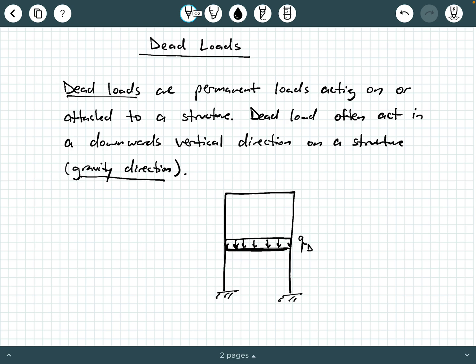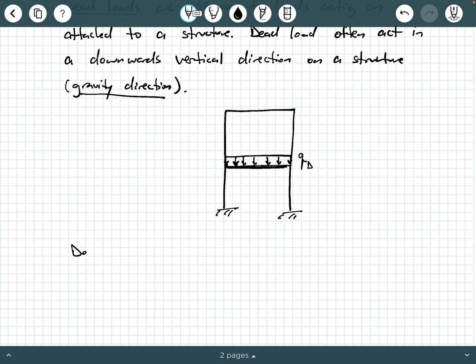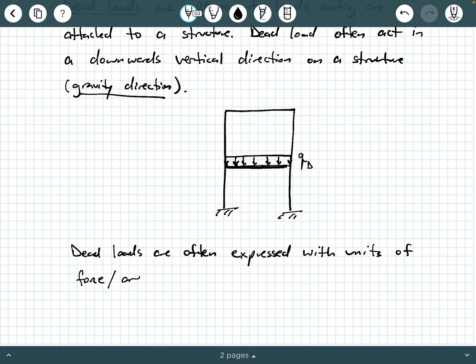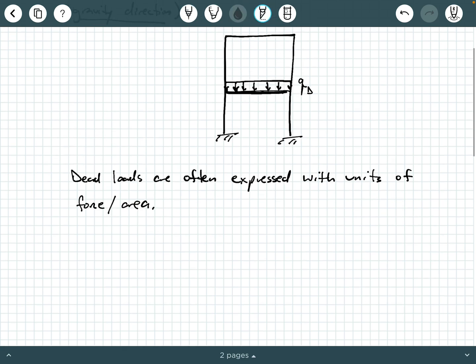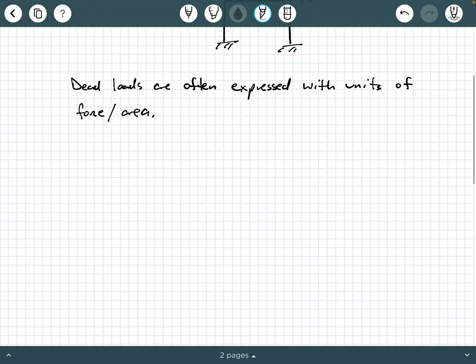Now, usually dead loads may be expressed in different types of magnitudes, okay? So we often will see dead loads expressed first in terms of a force per unit area. So dead loads are often expressed with units of force per area, okay? So I'm going to draw a little 3D sketch of this. Let's say we're looking at this floor load right here, but I'm going to look at it in 3D, so kind of like the dimension coming out of the screen at you, all right?